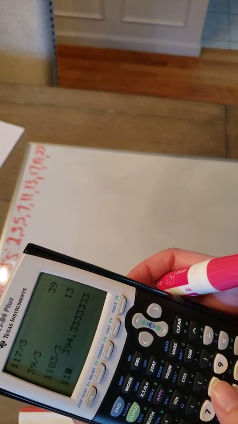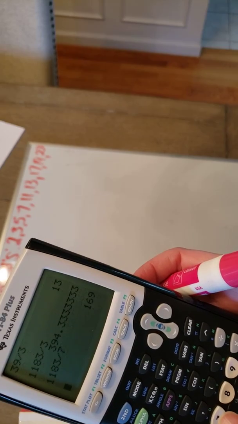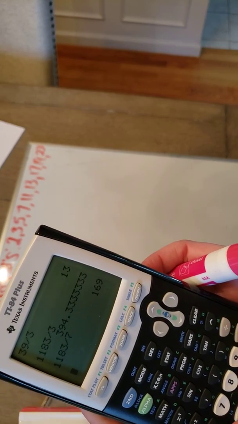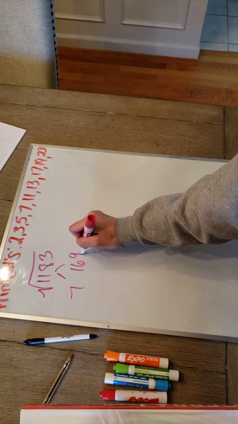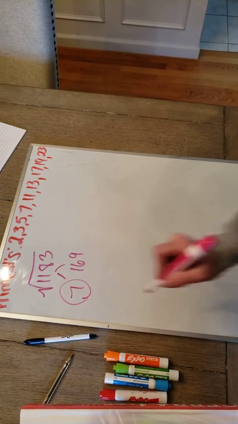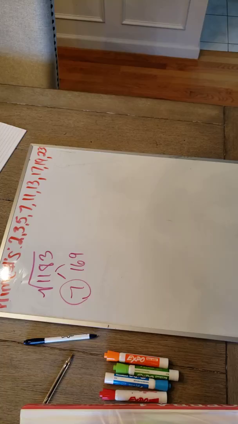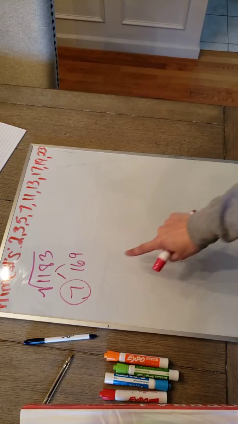Why don't we try 7? 7 works. 7 and 169. We know 7 is prime, so circle it. Some of you may or may not know 169 is a perfect square, so you know what it should break down to. But if you didn't, this is your thought process.